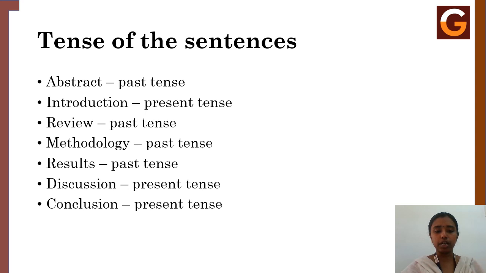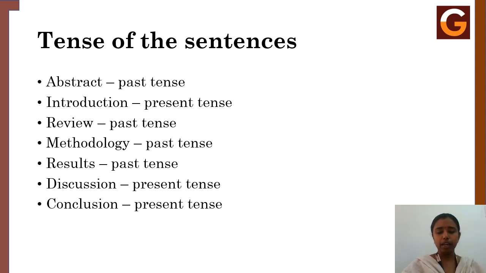So the first one, the abstract. If you are editing a research paper, the abstract should always be in the past tense. Coming to the introduction, present tense, because you are going to introduce the reader to the present situation. And the review, we all know we are going to look into something which has been done in the past, so obviously the review has to be in the past tense. And methodology, past tense, because you are going to record the methodology that was employed at some point in the past. So it has to be in the past tense.